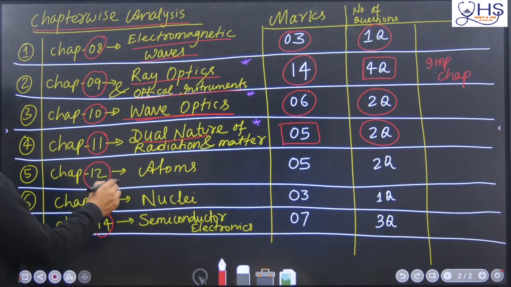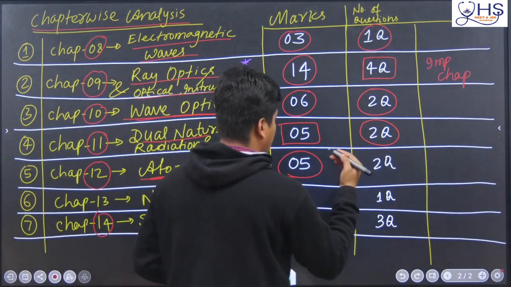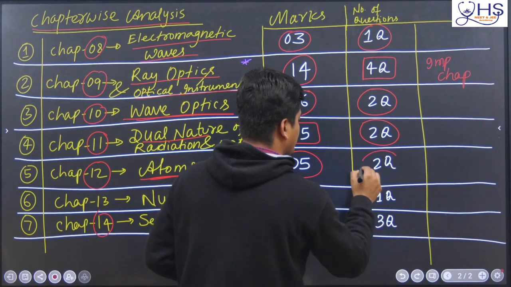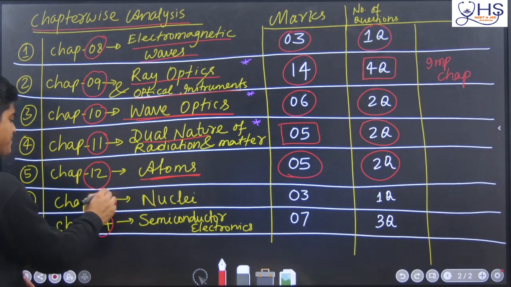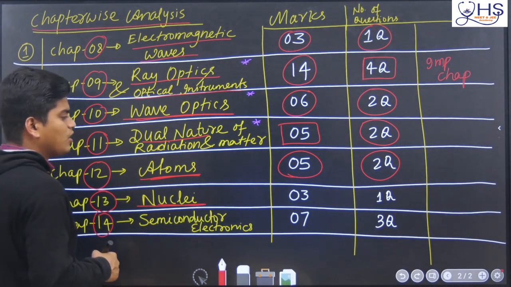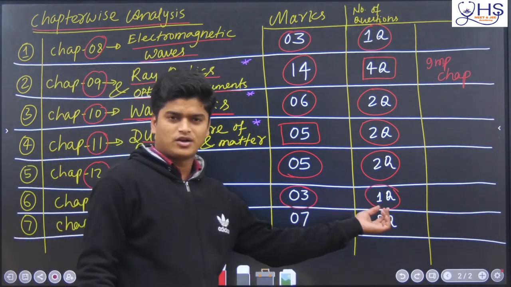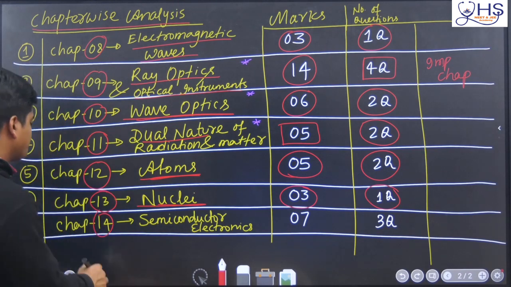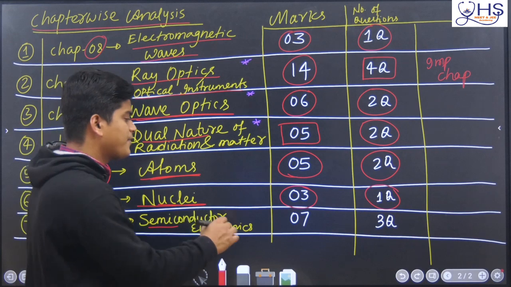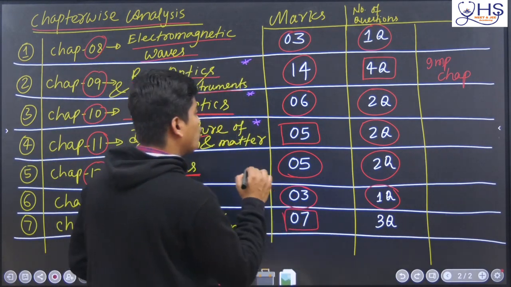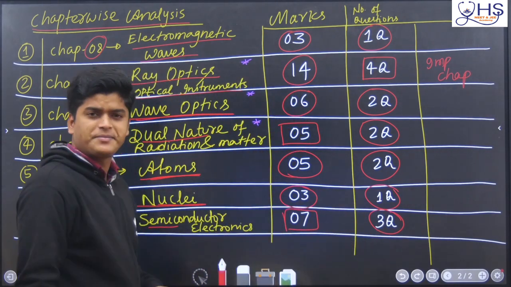Now chapter 12, atoms. From atoms they asked 5 marks only, 2 questions, total 5 marks in the sample paper. From chapter 13, nuclei, nuclear physics, 3 marks coming, 1 question of 3 marks. And from chapter 14 they asked semiconductor electronics, 7 marks. Here also the weightage is a little more. They asked 3 questions totaling 7 marks.